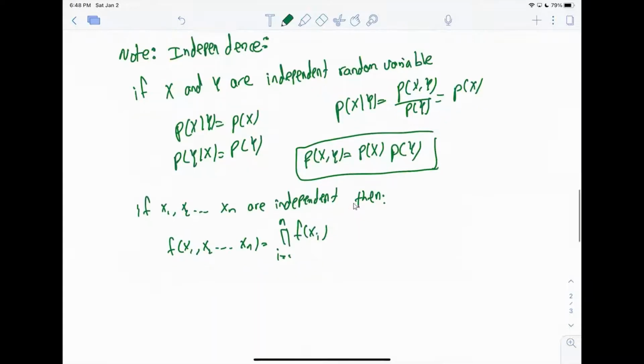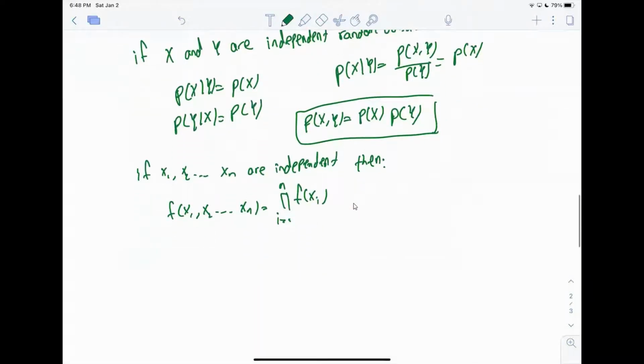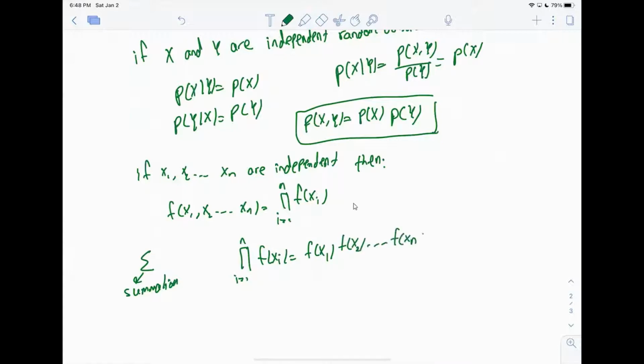What does this one mean? This product sign. Remember, this one is a summation. This one is a product. So this one is i from 1 to n, f of xi. It's like this: f of x1, just plug in i, f of x1 times f of x2, all the way to f of xn. That's what it means. It's similar to what we see here: p of xy is equal to p of x times p of y.